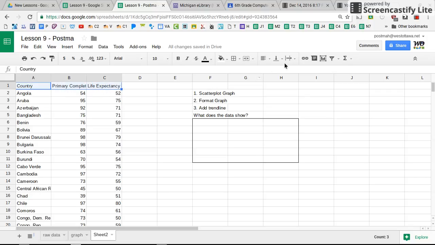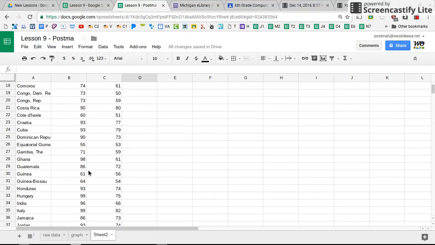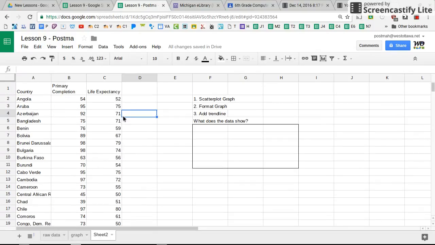I see that that's getting cut off, so I always get in the habit of wrapping your text whenever that's cut off. Now, the difference between this data and the other data is that this data is a number and a number. Because we're comparing two numbers and there's a lot of them, the easiest thing that I would do is to make a scatter plot.